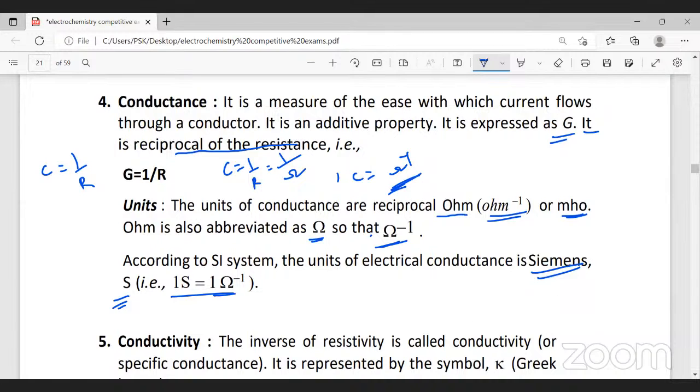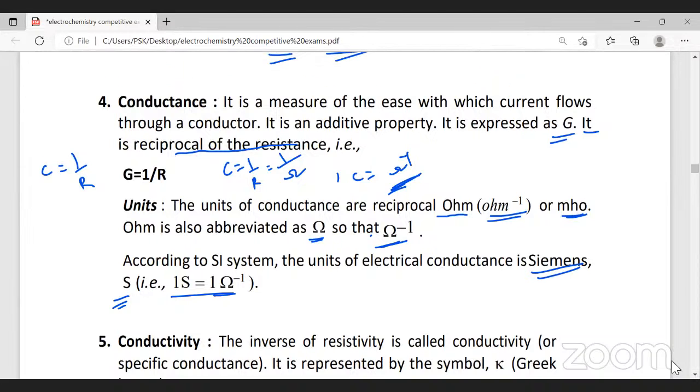Siemens. Did you follow what is conductance? Simple: conductance is the reciprocal of resistance. The unit for conductance is per ohm, or it is also called Siemens. Remember that. Did you follow? Yes, sir.